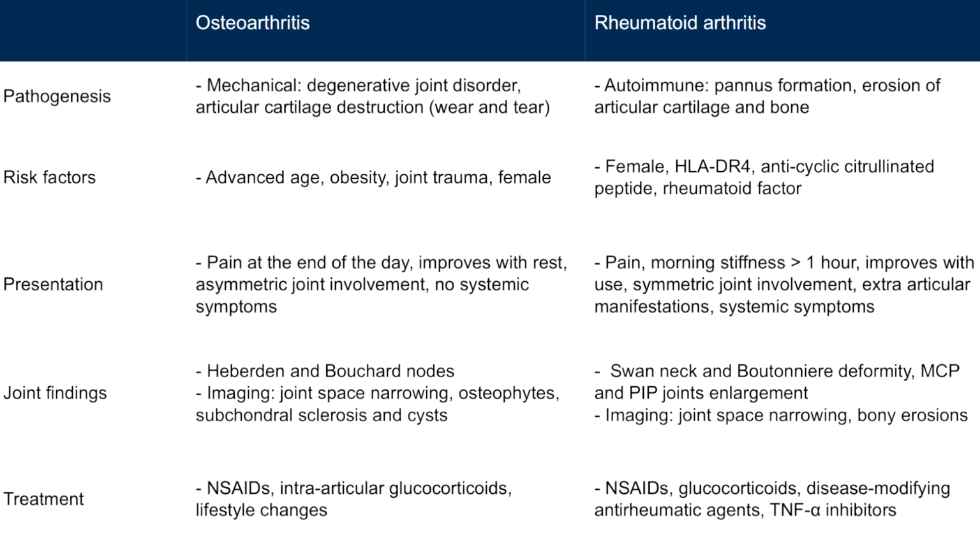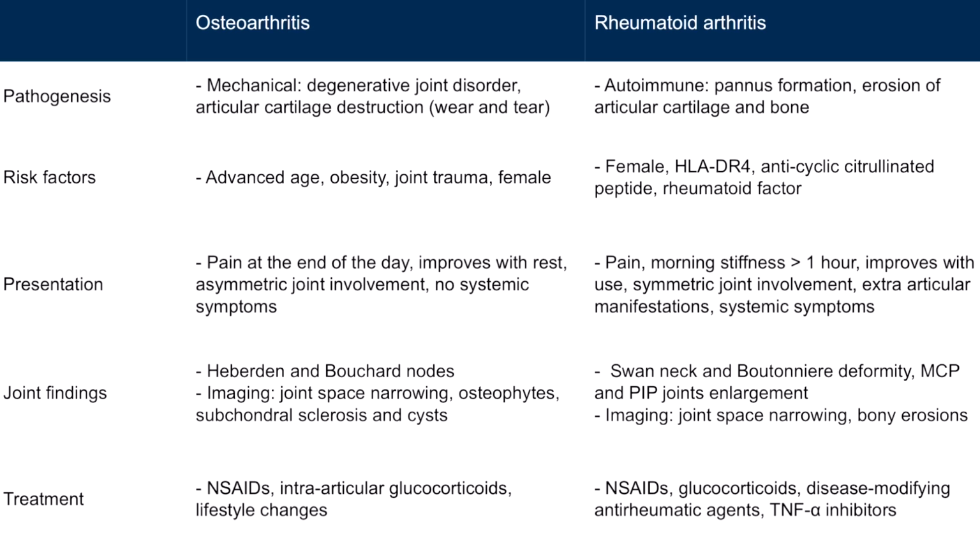Now, continuing with rheumatoid arthritis, it is an autoimmune disease that causes formation of pannus and results in erosion of the articular cartilage and bone. It is mostly seen in females. There is an HLA-DR4 association, and anti-cyclic citrullinated peptide and rheumatoid factor are found in these patients. It presents with pain and morning stiffness for over an hour. The morning stiffness improves with use, compared with osteoarthritis, which improves with rest.